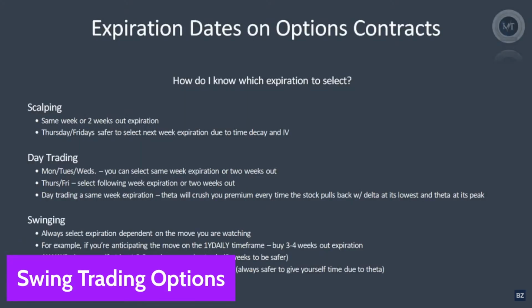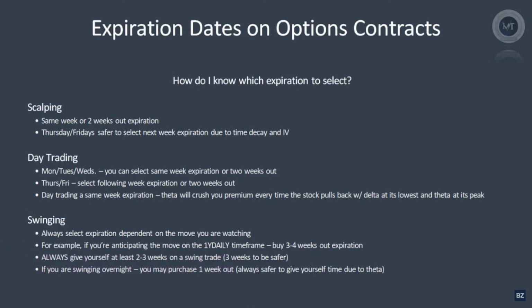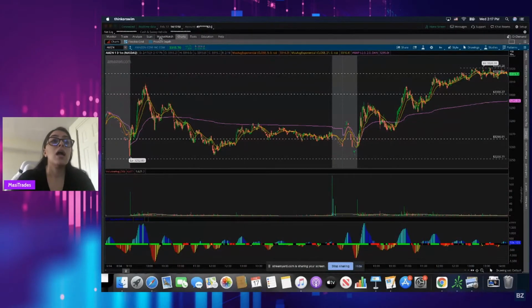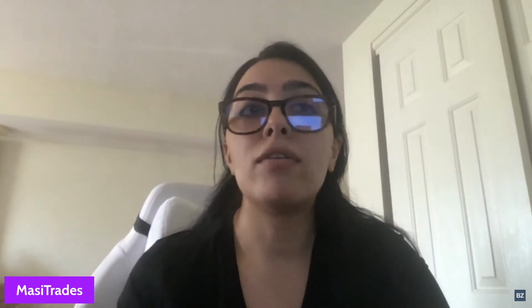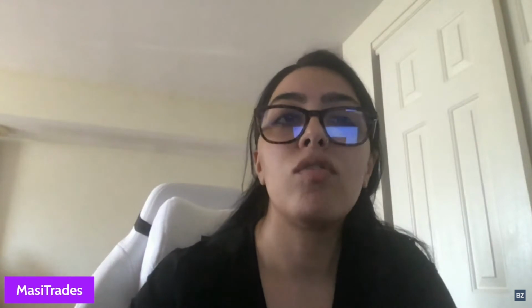It's just safer. And then if you're obviously looking for a further out play or a play on a higher time frame, you want to buy at least 2 to 3 weeks out expiration. So just like, for example, Apple's play. I'm looking for Apple to bounce off of that or hold above 130 and go back to that 145 level. Obviously, Apple's not going to go to 145 in the next week or two.